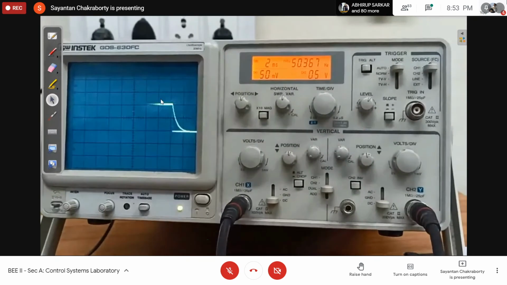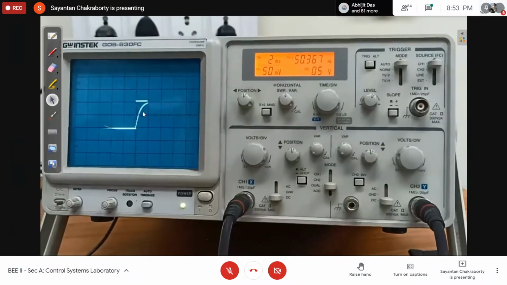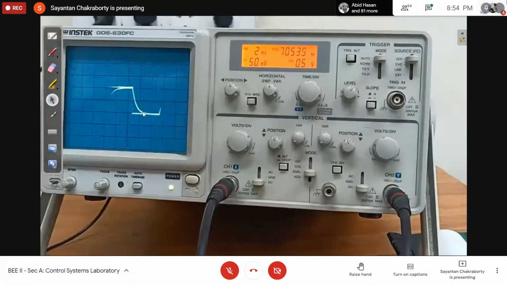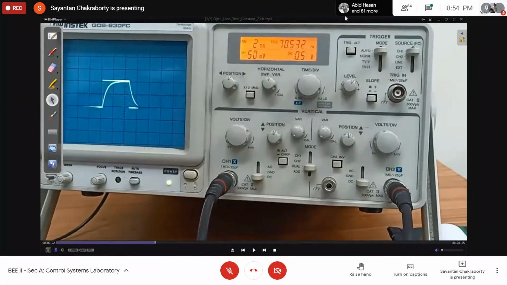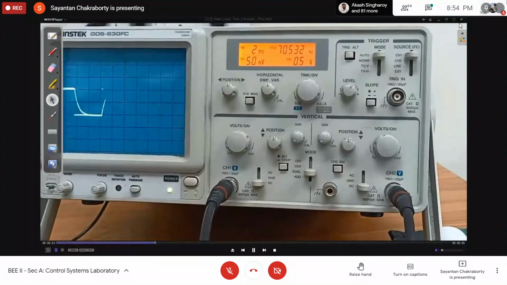values and calculating the time required for this to reach 63.2% of the steady state value, right? So for 50 hertz, you get a response like this. And finally, for 70 hertz, you get this response. So in this case, you can clearly calculate the time constant. The time constant is the time required for this to reach this value. So you can easily calculate the time constant from this value.